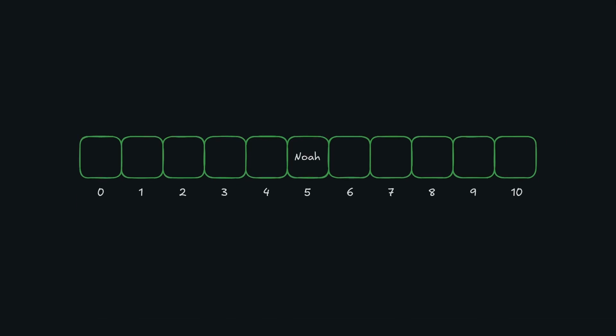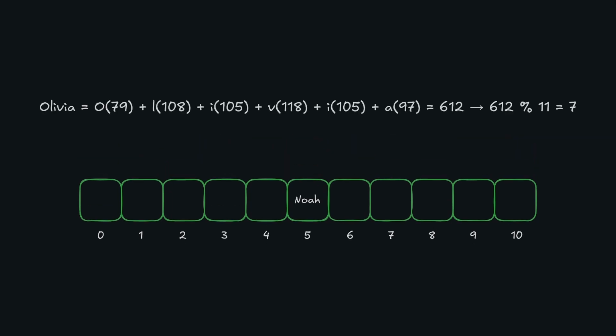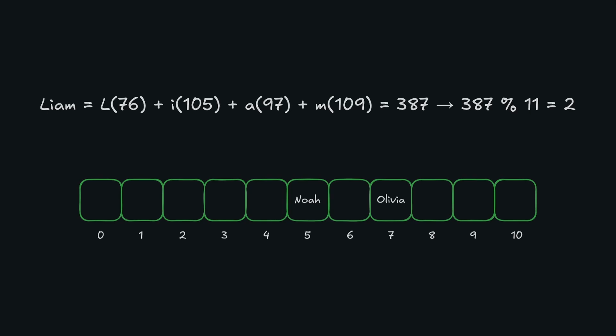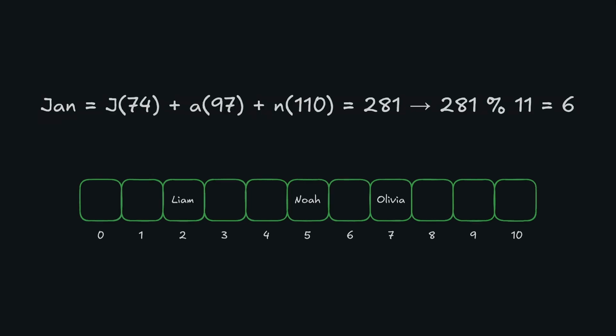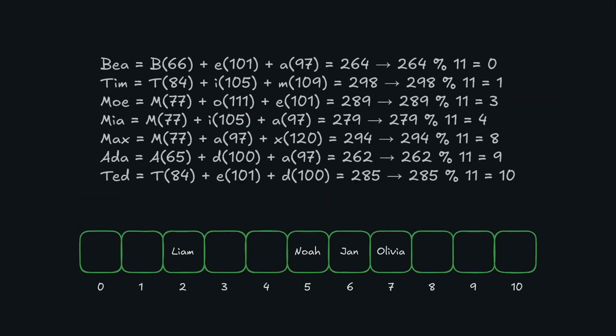Now, we have a hash table with 10 empty slots. Each name has its own unique index. For example, let's take Olivia. We can do the same calculation for her and her index will be 7. For Liam, we apply the same process and his index is 2. John also gets her own index, which is 6. We can repeat the same calculation for all the other names as well. Now our table is full.